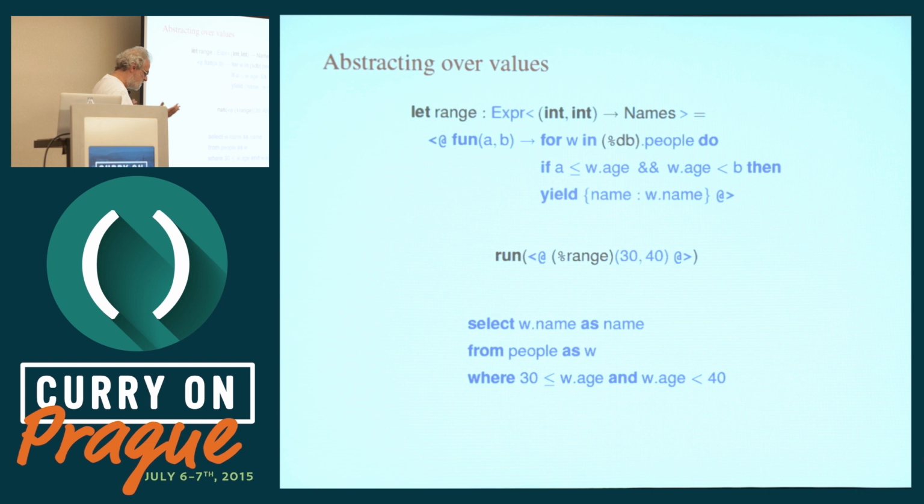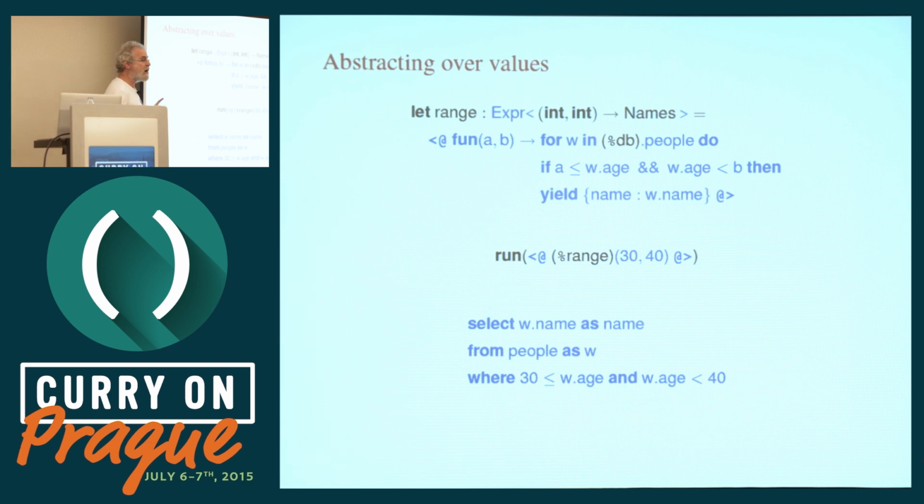So clearly we've got to be able to abstract over values. We just do that. We write a lambda expression, sorry, a function abstraction. Fun is, of course, the way in which F# writes lambdas. So we have a function that takes two arguments, a and b, and then we iterate over all the people. If a is smaller than w's age and w's age is less than b, then we yield the name. These are the names of everybody whose age is between 30 and 40 in this case. And again, this would just translate very straightforwardly to this query.